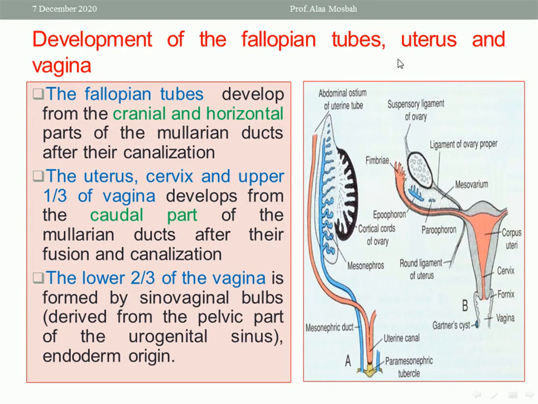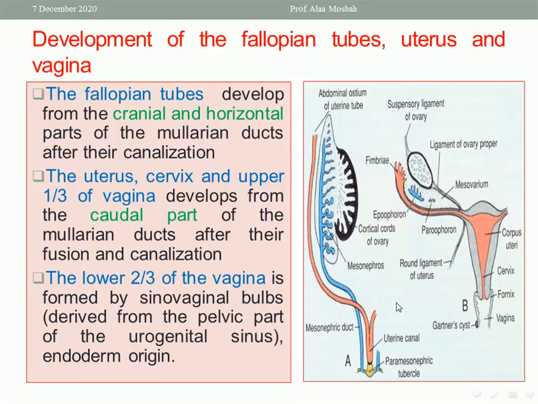And the fallopian tubes, uterus, and vagina develop from the Mullerian ducts, as you see in this picture. This is the Mullerian duct, the brown one. And this is the mesonephric duct. The cephalic part and the horizontal part of the Mullerian duct will form the fallopian tubes on each side.